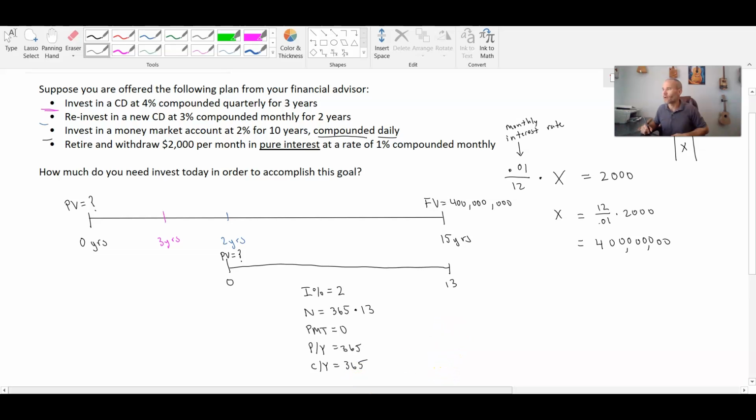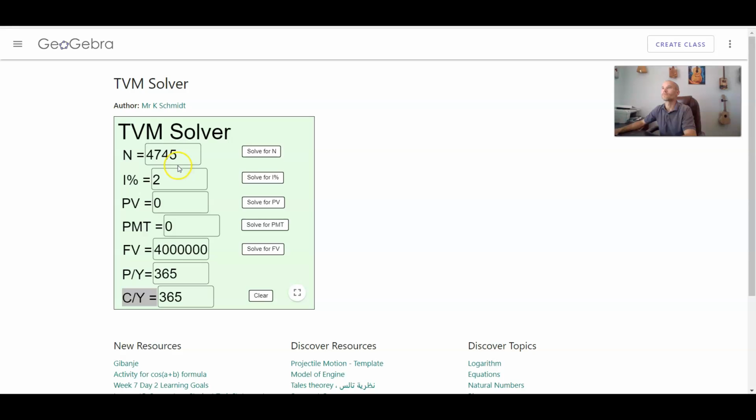All right, great. So let's go ahead and do this in TVM Solver. I've got that set up here. 4,745 is the total number of days, or the total number of compounding periods that are going to take place over 13 years. So you can enter 365 times 13. Again, total number of compoundings, 4,745.